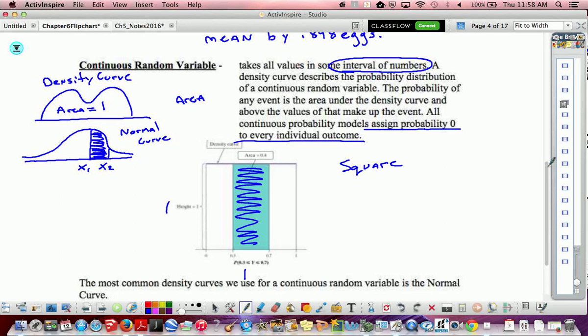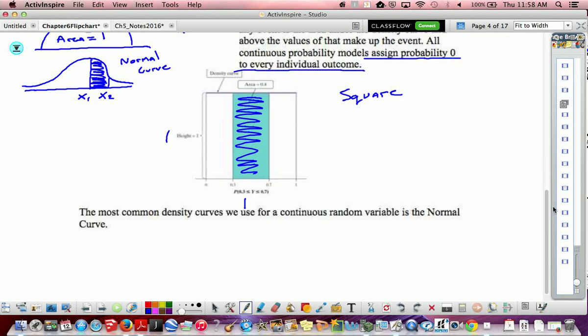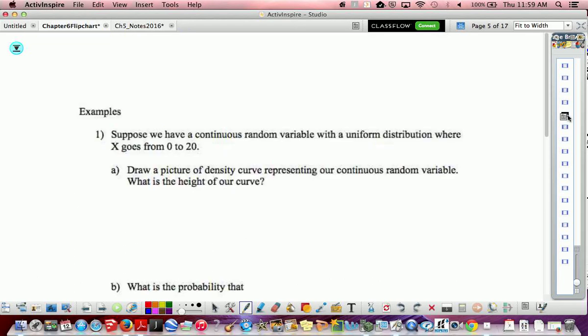Alright, so again, the most common one here, we already talked about this, is the normal curve. So we'll actually see a problem today and we're going to revisit our stuff from chapter 2. So I know some of you are saying, well, should I keep my notes? And here's where chapter 2 comes back. Alright, so let's flip to our last page of notes and take a look at some examples here.